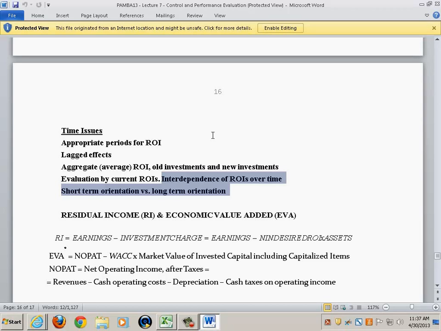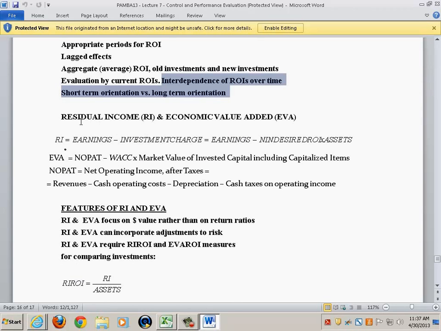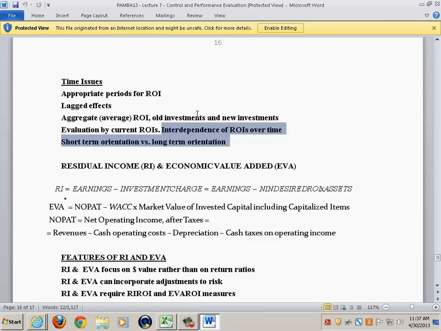Because mostly each ROI is a one-period investment measure, a return on investment measure. It's not a multi-period measure, but the effects could be multi-period effects. That's important to remember. So the return on investment is a ratio measure. It's a ratio of profits to assets. We have two other prevalent measures that instead of being ratio measures are difference measures.